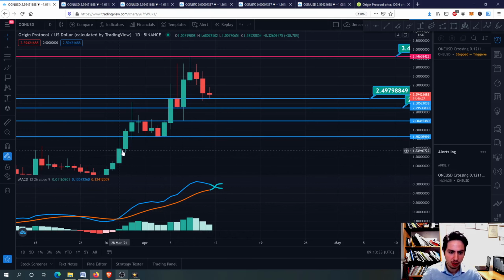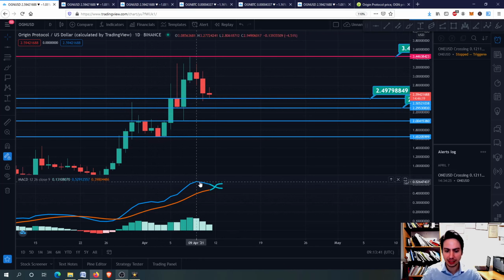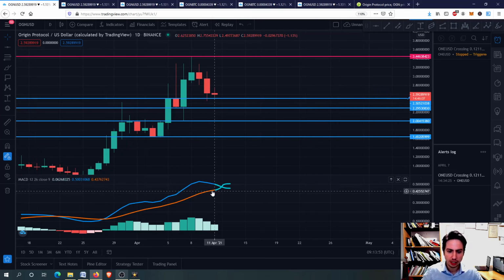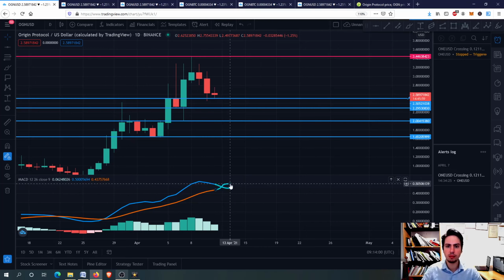We can see this big bullish run for Origin because we saw the signal line beyond the blue MACD line. Right now, if the blue line crosses the orange line and the orange line goes above the blue line, will it be a very bearish scenario for the Origin protocol? No, because we might see a sideways situation. We might not have a very bearish situation.